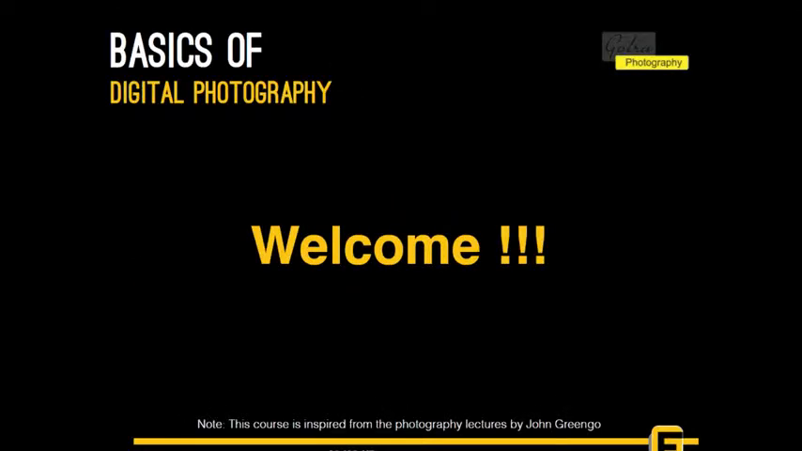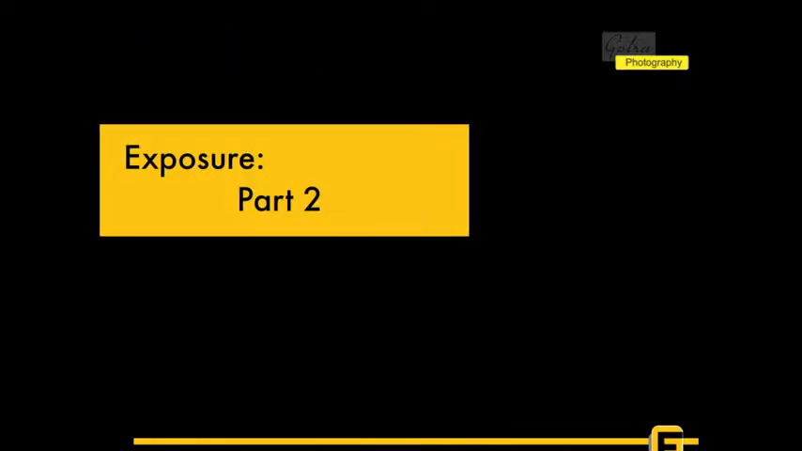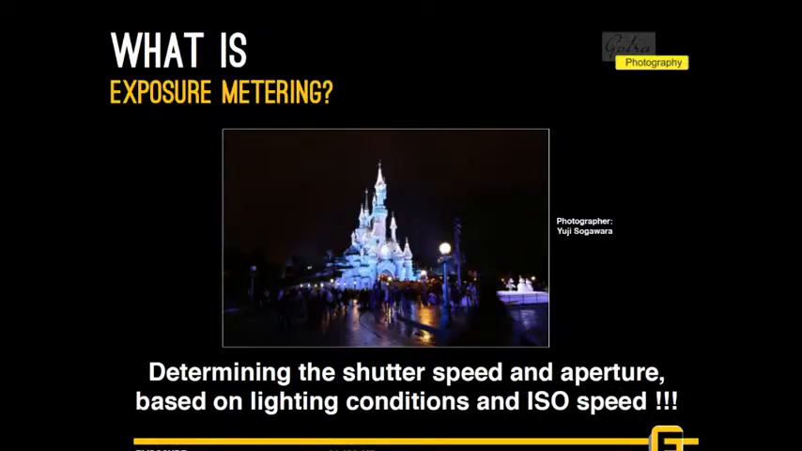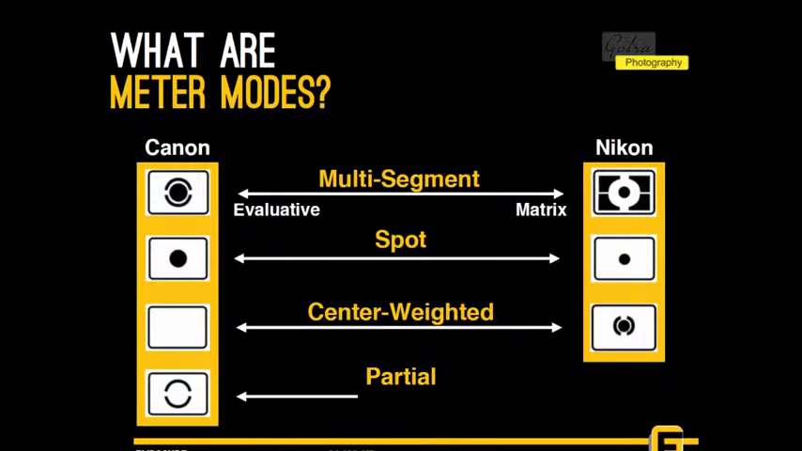Okay, so here we can see what this is about. This is a little bit about what we have done previously. Now let's see exposure in more detail. There is exposure metering in most cameras, especially new cameras or high definition cameras. Metering determines the shutter speed and aperture based on light condition and ISO speed. So what is metering? It calculates the shutter speed, aperture, light and ISO speed, and then creates a setting for you.